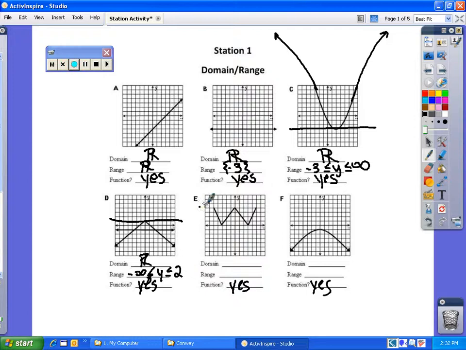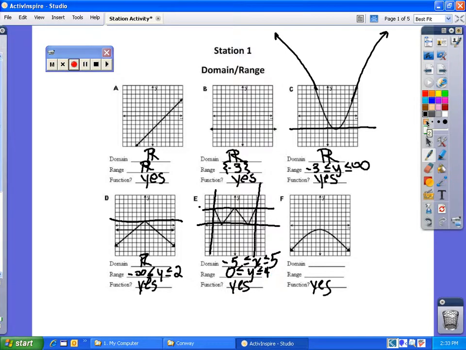Domain here, this function stops, goes down to -1, 2, 3, 4, 5, so it starts at -5, goes all the way up to +1, 2, 3, 4, 5. So -5 less than or equal to x, less than or equal to 5. And your range goes from 0 up to 1, 2, 3, 4. So from 0, less than or equal to y, less than or equal to 4.